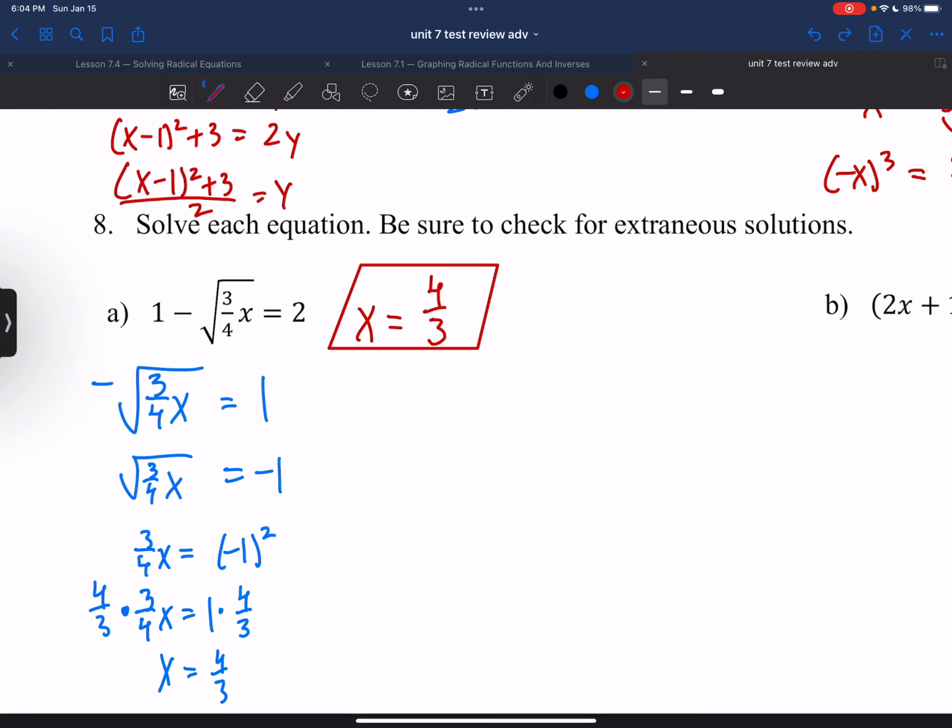Oh, man, I don't want a parallelogram, please. I would like a rectangle. Thank you.